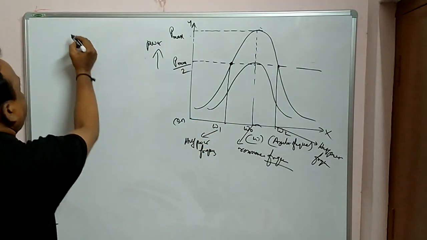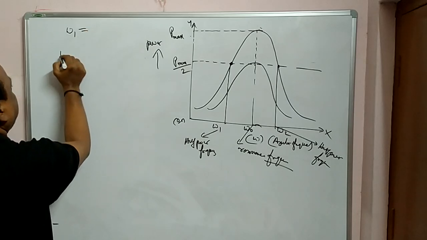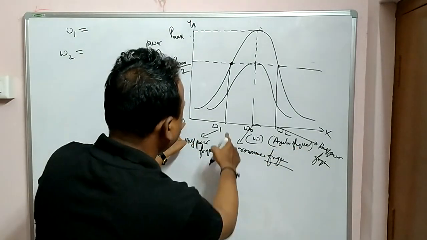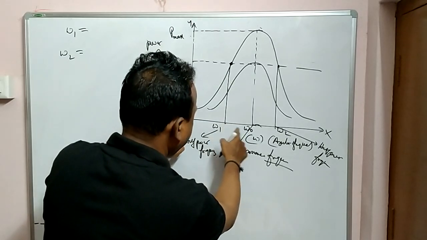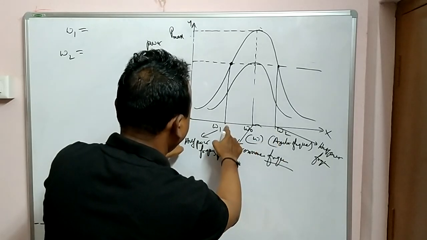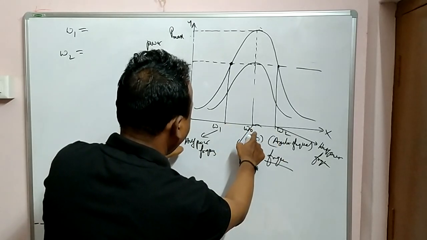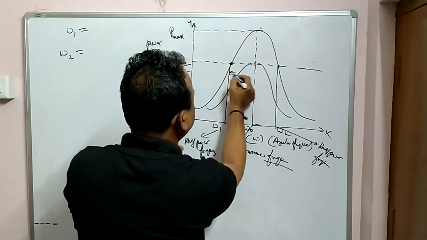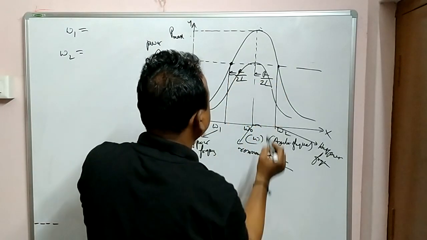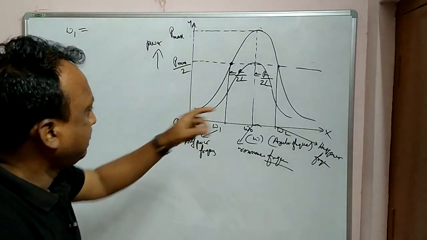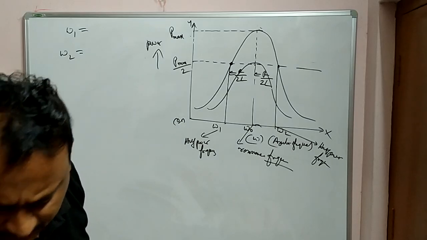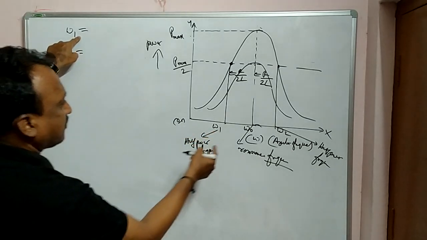Now in this case you can find out what omega 1 and omega 2 are, that is, the half power frequencies. How to get omega 1? What is omega 1? Omega 0 minus, and this value is nothing but R by 2L, that is, resistance by inductance value, 2L. Now from this you can calculate omega 1.